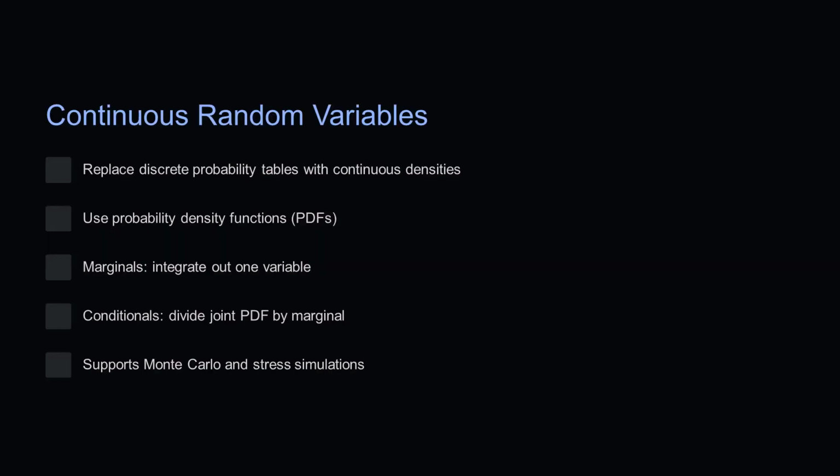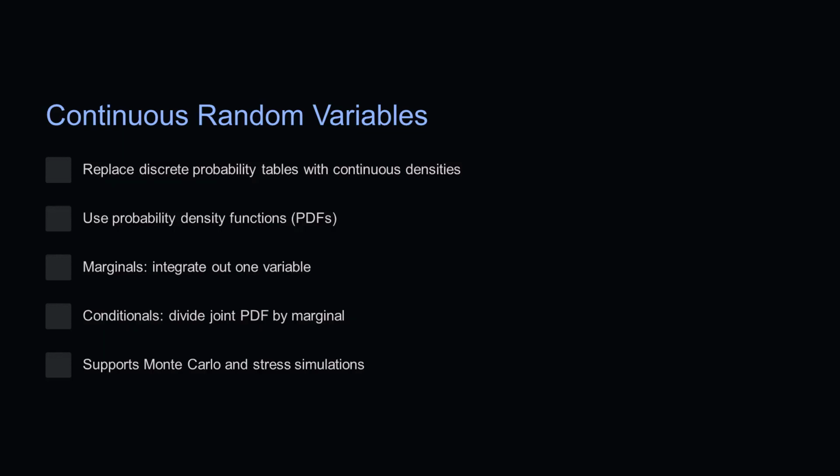Section 7. Continuous multivariate random variables. Up to now, we've discussed discrete cases where probabilities are listed in tables. In practice, most financial data are continuous. So instead of probability mass functions, we work with probability density functions, or PDFs. The same rules apply. We simply replace sums with integrals.